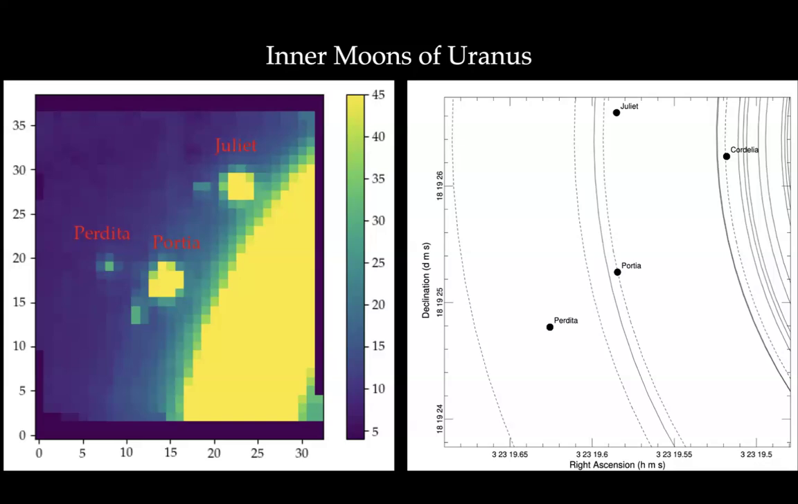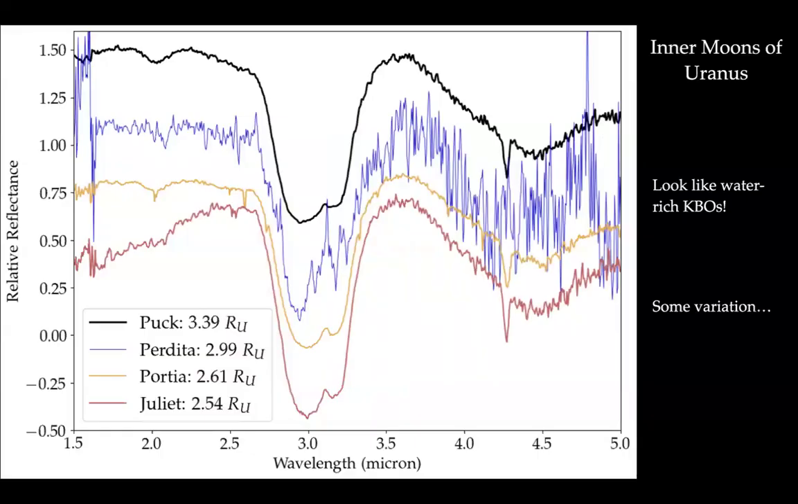So this data reduction has been a bit of a struggle because the scattered light from Uranus is quite heavy. But for Portia, Juliet, even Perdita, and of course Puck, we've been able to extract pretty decent spectra. And this is what they look like. This is really the first full 1 to 5 micron spectra we have of these moons.